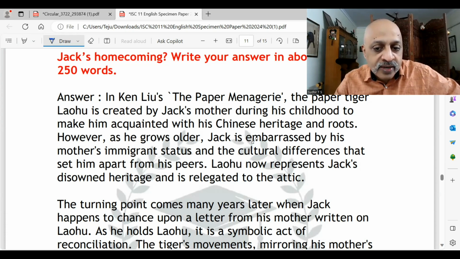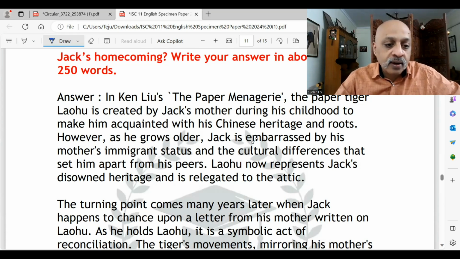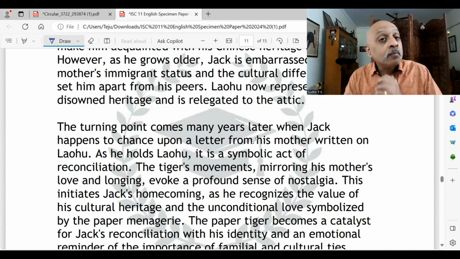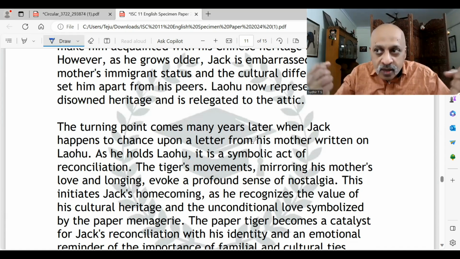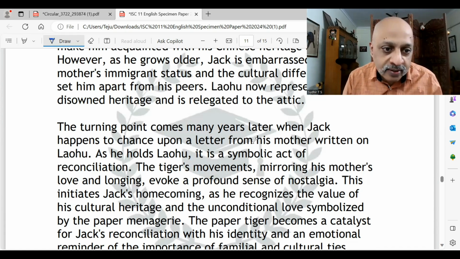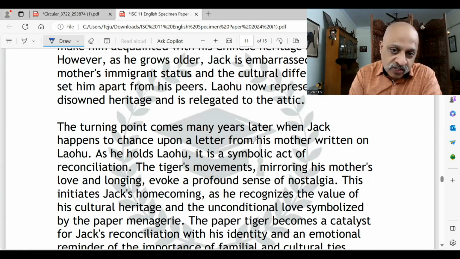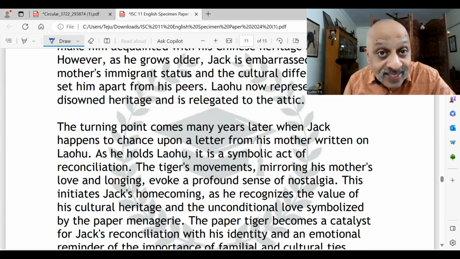The turning point comes many years later when Jack happens to chance upon a letter from his mother written on the paper tiger. As he holds Lao, it's a symbolic act of reconciliation. He has once again come together with his childhood friend. The tiger's movements mirroring his mother's love and longing, because it's like the mother's spirit is in that letter, in that paper tiger, evoke a profound sense of nostalgia. This initiates Jack's homecoming as he recognizes the value of his cultural heritage and the unconditional love symbolized by the paper menagerie. The paper tiger becomes a catalyst.